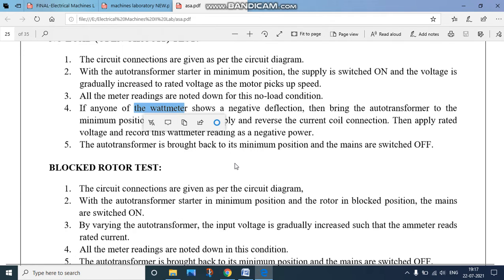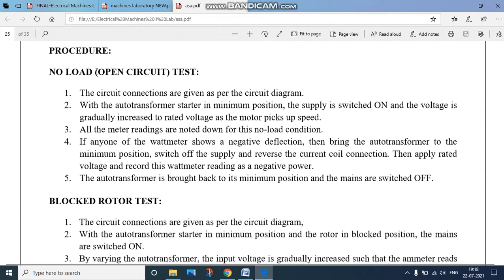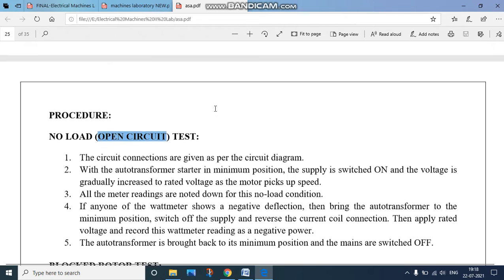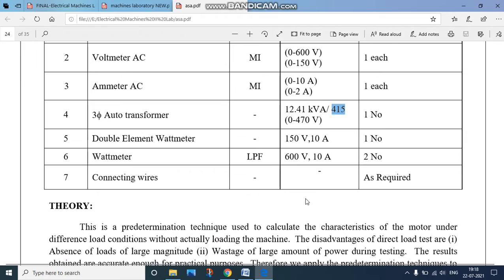Then we have to apply rated voltage and record the wattmeter readings. Then the auto transformer is brought back to the minimum position and the mains are switched off. In every open circuit test, we have to apply only the rated voltage. For this circuit diagram, what is the rated voltage? We can see this three-phase induction motor can obtain up to a voltage of 450 volt, so we can say that for this three-phase induction motor the rated voltage is 450 volt.